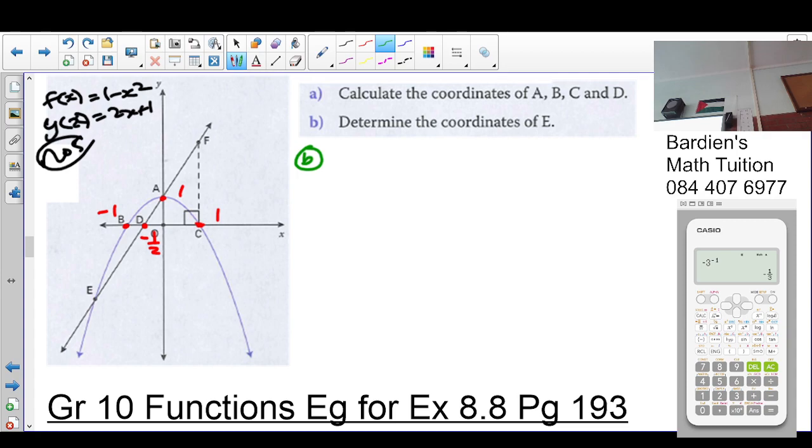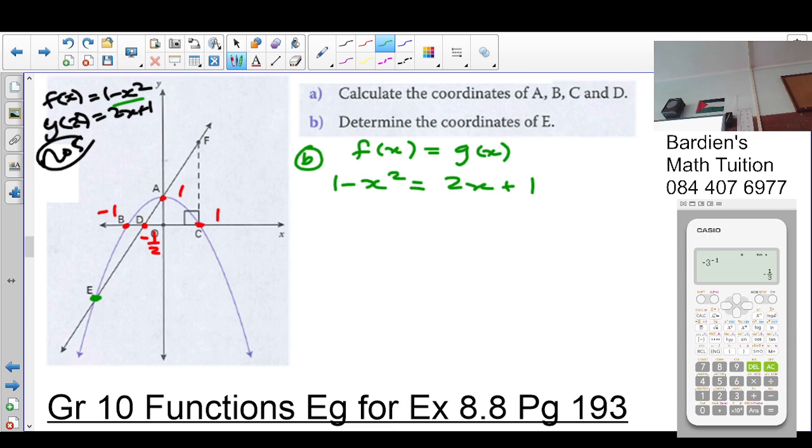Okay. People, let's look at E. Determine the coordinates of E. People, what is E? Point of intersection of the two graphs. How do you work out the points of intersection? Set the two graphs equal to each other. Not so? So, what's the equation? So we said f of x is equal to g of x. So what is the equation of f of x? 1 minus x squared equals g of x, 2x plus 1.